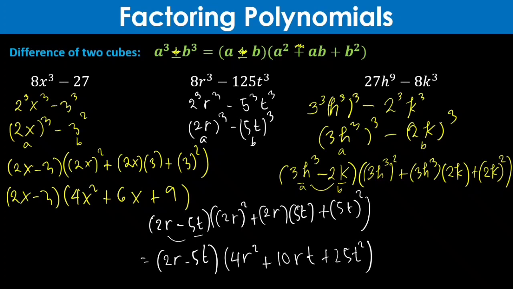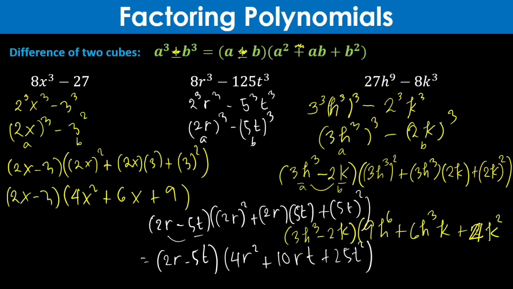Okay, we can now simplify this. We have 3h cubed minus 2k, and then we distribute the square. That's 3 squared is 9. Multiply the product at h to the 6 plus 3 times 2, that's 6h cubed k plus square the 2, that's 4, square the k, that's k squared.